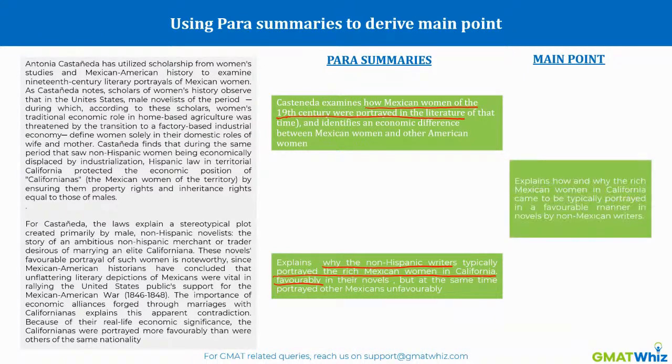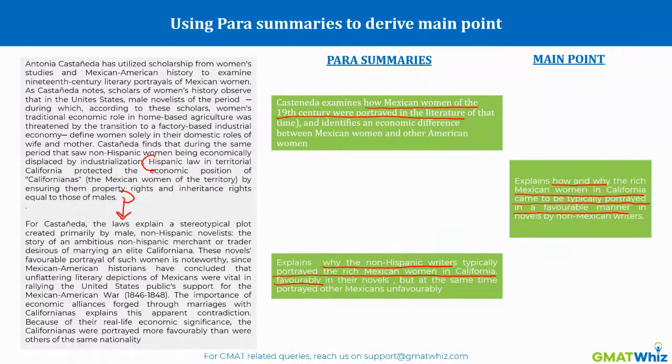So from the first paragraph and the second paragraph put together, look at this part, the Hispanic law and the laws explained. That's a connection. So the main point is to explain how and why rich Mexican women came to be portrayed favorably as compared to the other Mexican women. All right. And that is how, explain how and why the rich Mexican women in California came to be portrayed favorably.